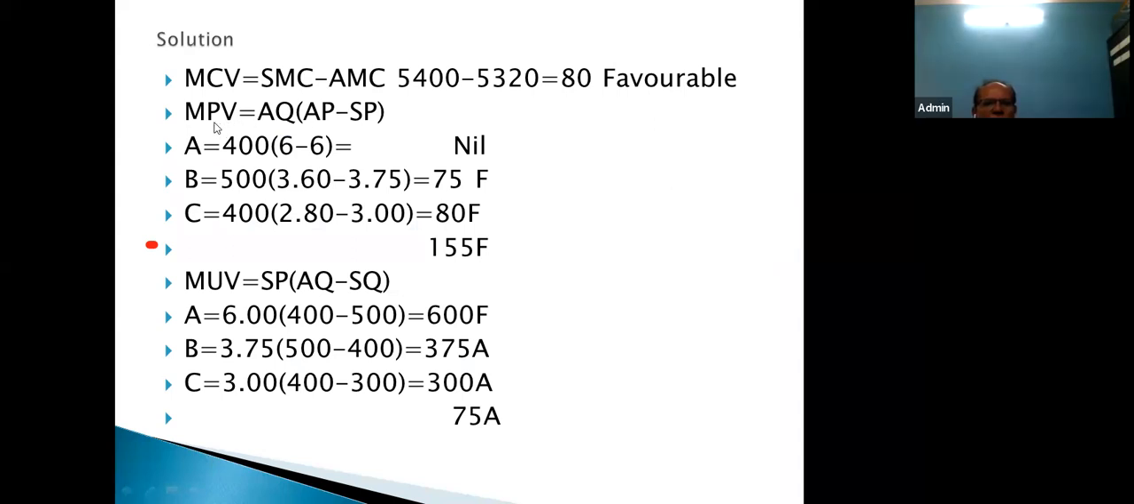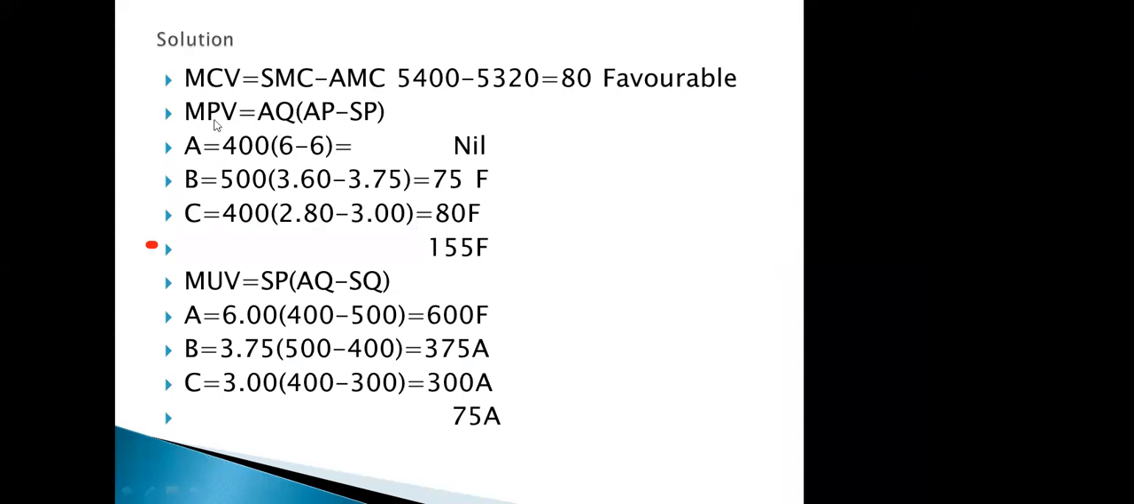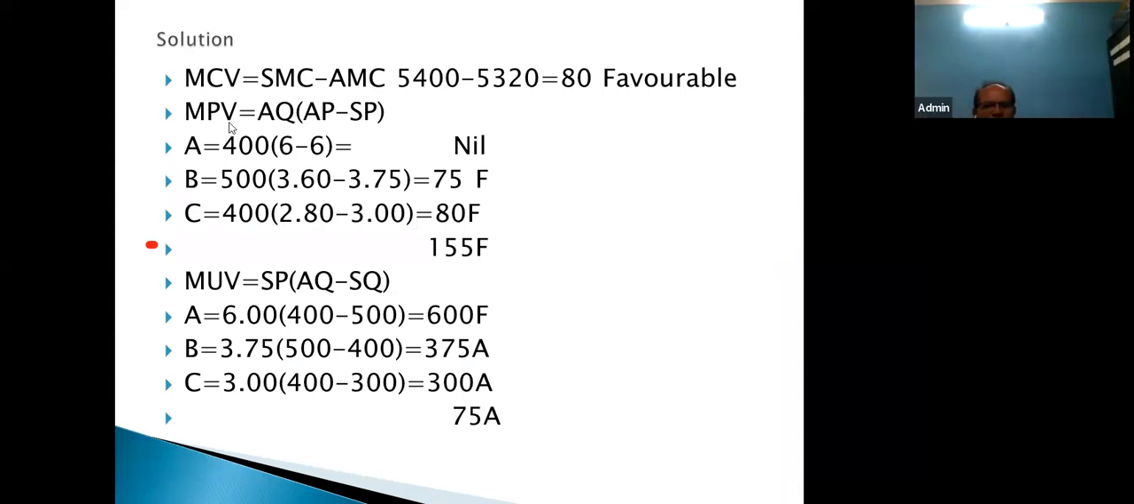Now, another formula, MPV. MPV stands for material price variances. The formula is material price variances equals actual quantity. Here I have mentioned AQ, but I am explaining in full form. AQ stands for actual quantity, in bracket actual price minus standard price. Now, actual quantity is 400, and actual price and standard price are 6 rupees.